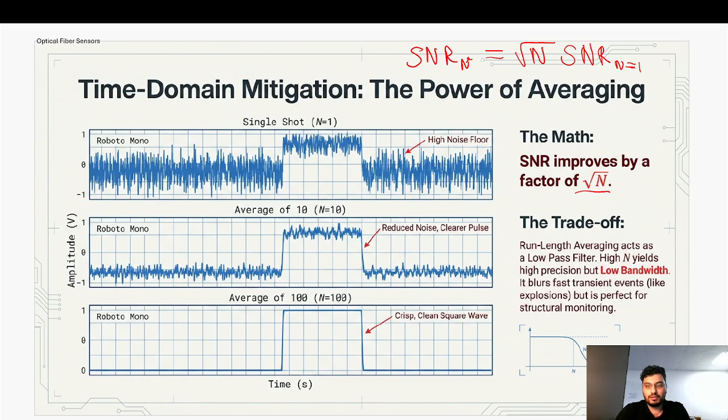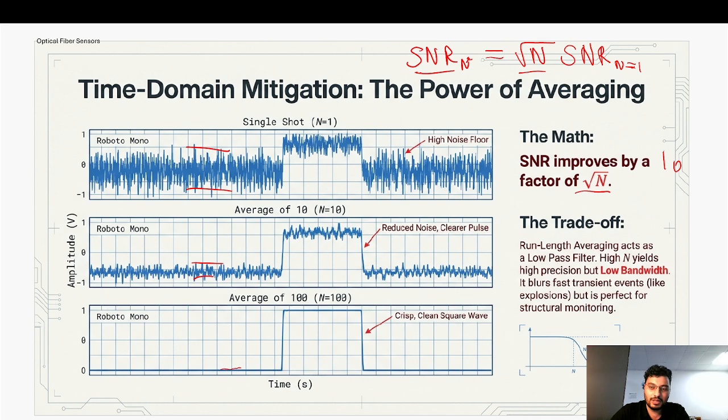Suppose you are doing 100 accumulations, so root 100 is 10, and the SNR will increase by a factor of 10. You can see how it is increasing. The first single shot is quite noisy, and once averaging of 10 has been done, the noise is reduced drastically. Once it is done up to 100 accumulations, it is almost a crisp and clean square wave.